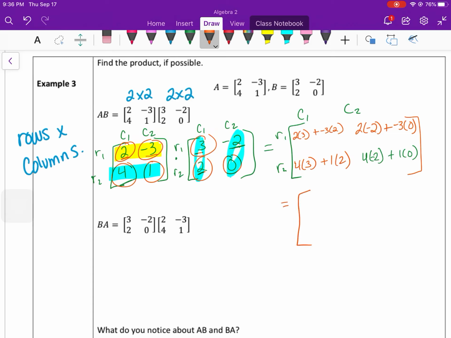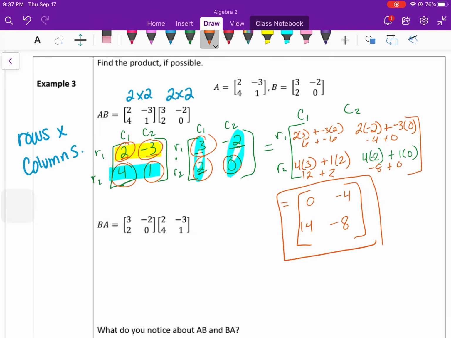And then now I just need to simplify my answer, doing the multiplication and the addition. So here it's going to be 6 plus negative 6, so 0. Negative 4 plus 0, negative 4. 12 plus 2 is 14. And negative 8 plus 0 is negative 8. And so that would be your final answer.